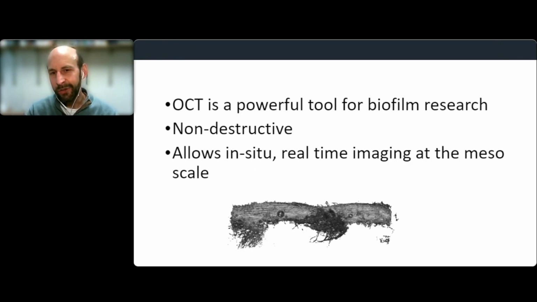It's not going to tell you who's in the biofilm. In most cases, you need some kind of staining or GFP-tagged cells and fluorescence microscopy for that. But it's very easy to use. You can use it in situ. It's non-destructive. You can do real-time imaging. And I would say it's relatively inexpensive. And it captures this mesoscale.